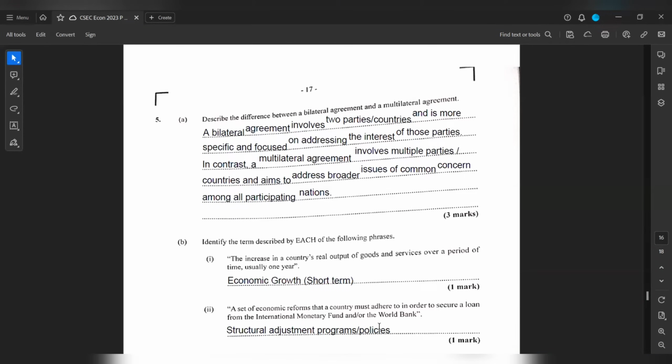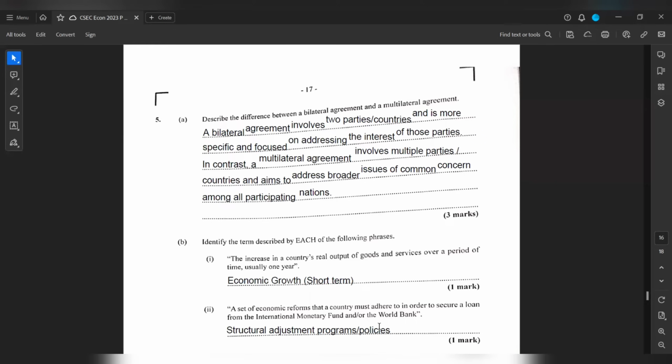5A, describe the difference between a bilateral agreement and a multilateral agreement. A bilateral agreement involves two parties or countries and is more specific and focused on addressing the interests of those parties. In contrast, a multilateral agreement involves multiple parties or countries and aims to address broader issues of common concern among all participating nations.